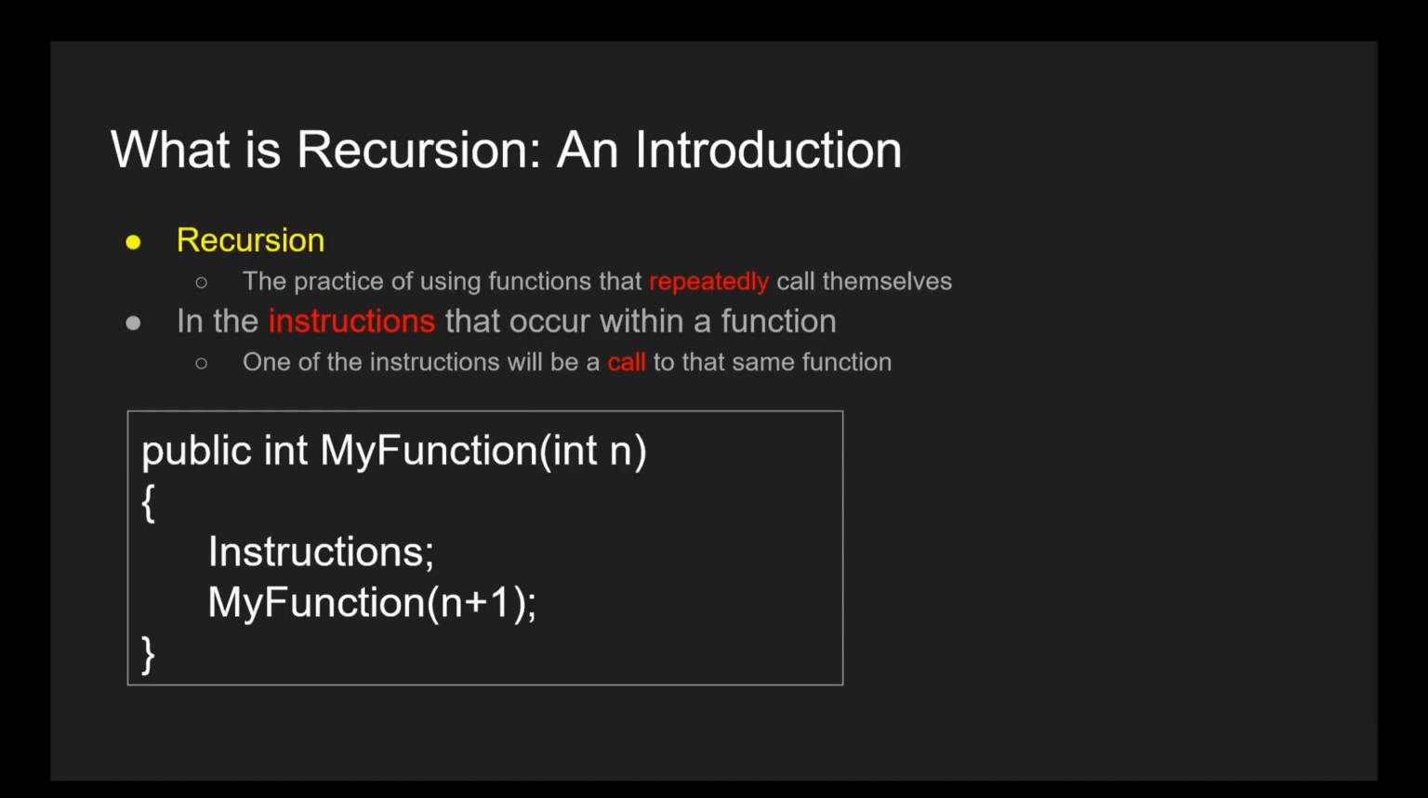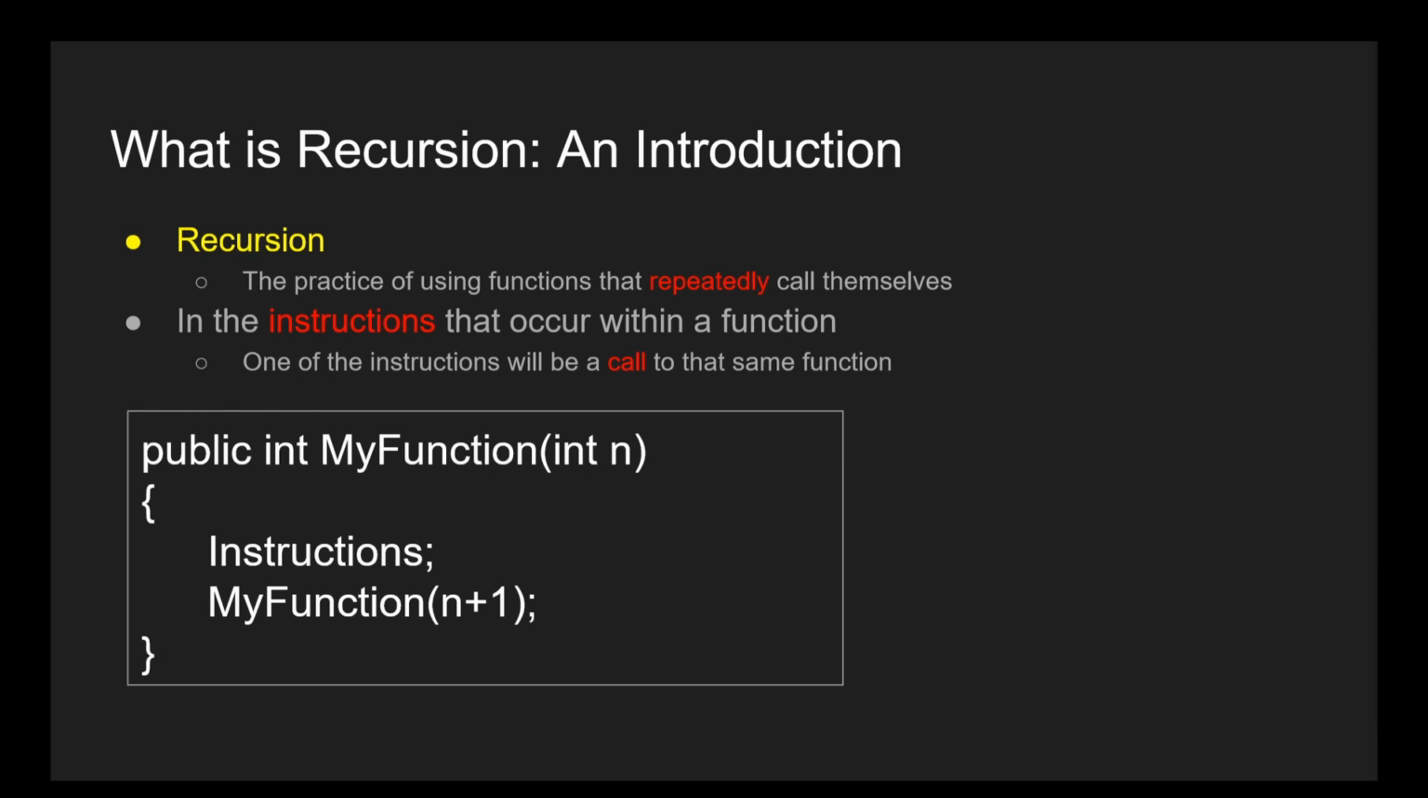In programming, recursion refers to functions that repeatedly call themselves, meaning that in the instructions that occur within a function, one of the instructions will be a call to the same function you are already in. In the extremely primitive example on your screen now, you can see you have a function which calls itself.